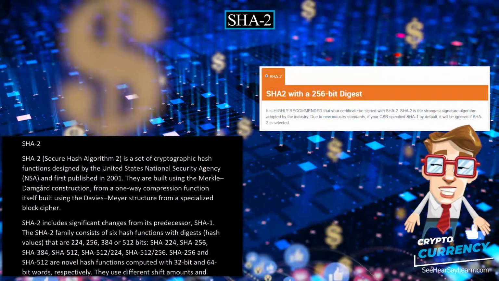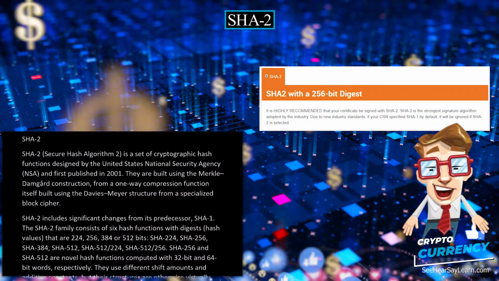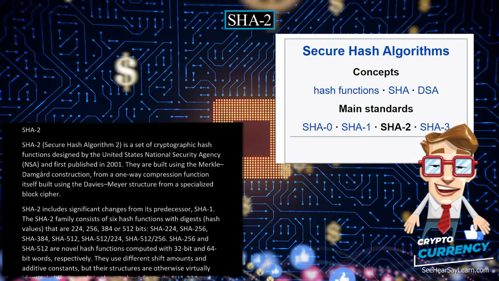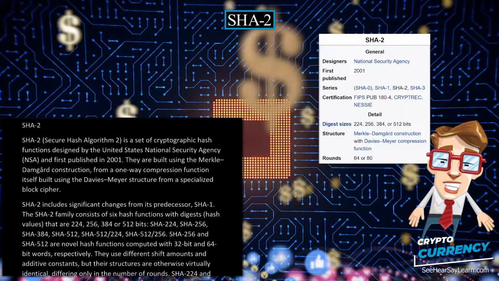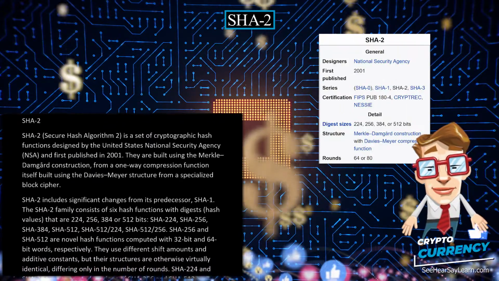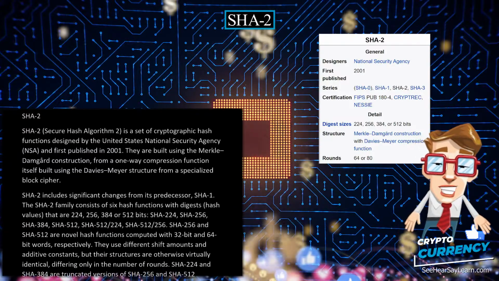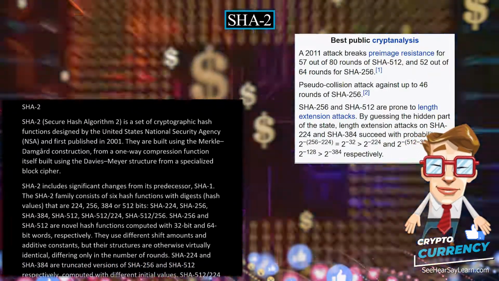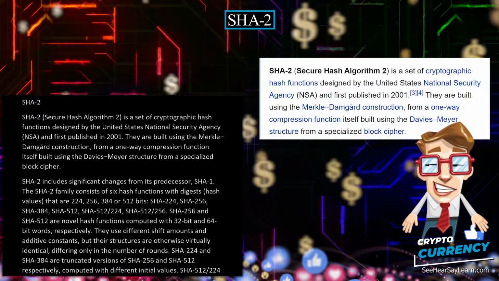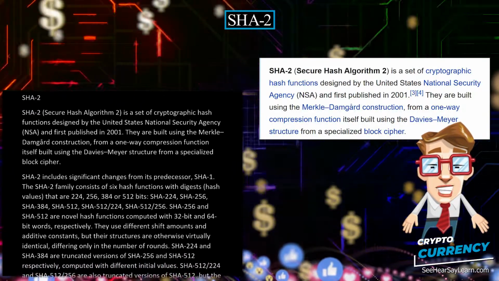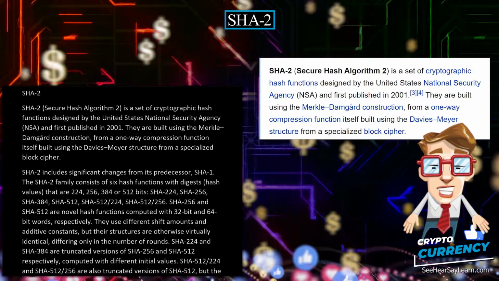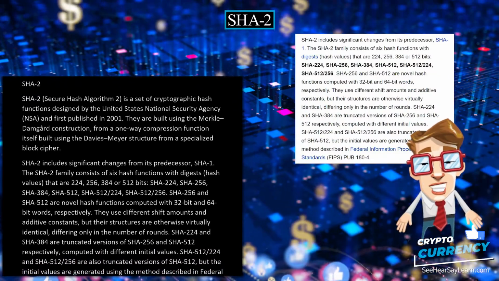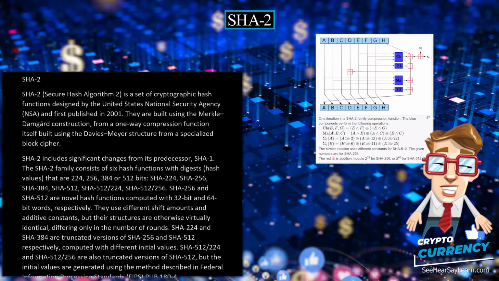SHA-2. SHA-2, Secure Hash Algorithm 2, is a set of cryptographic hash functions designed by the United States National Security Agency, NSA, and first published in 2001. They are built using the Merkle-Damgard construction, from a one-way compression function itself built using the Davis-Meyer structure from a specialized block cipher. SHA-2 includes significant changes from its predecessor, SHA-1.